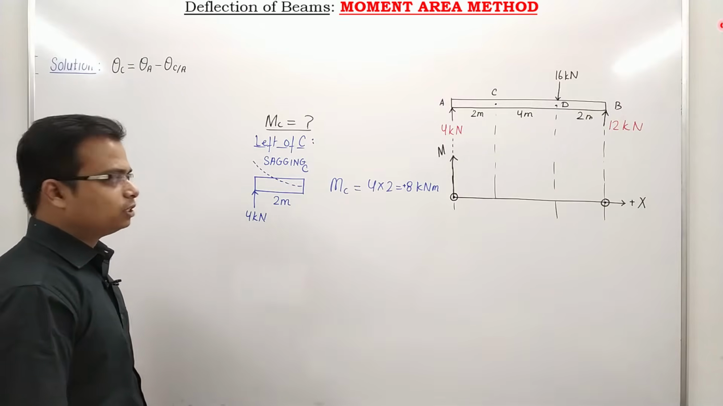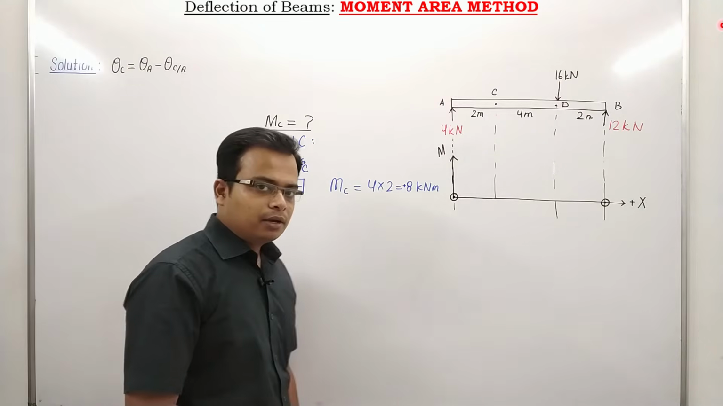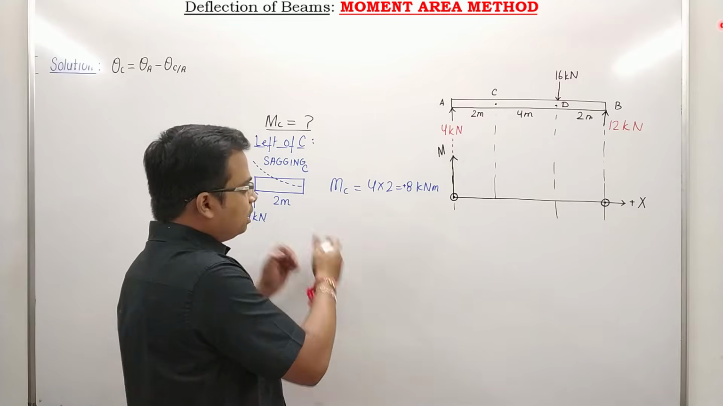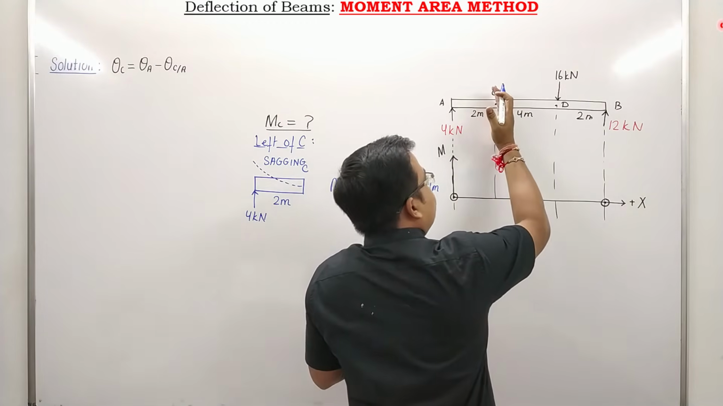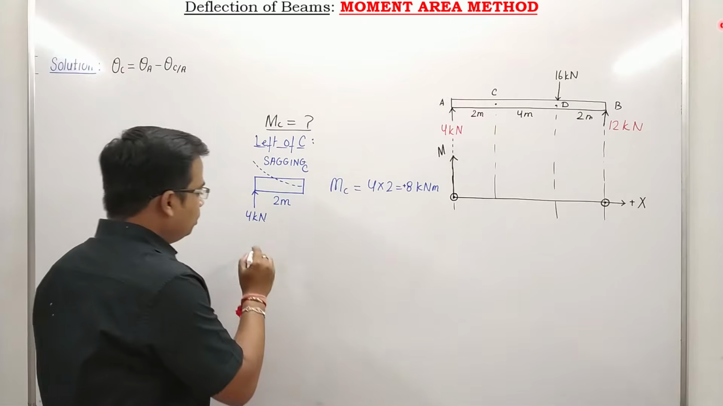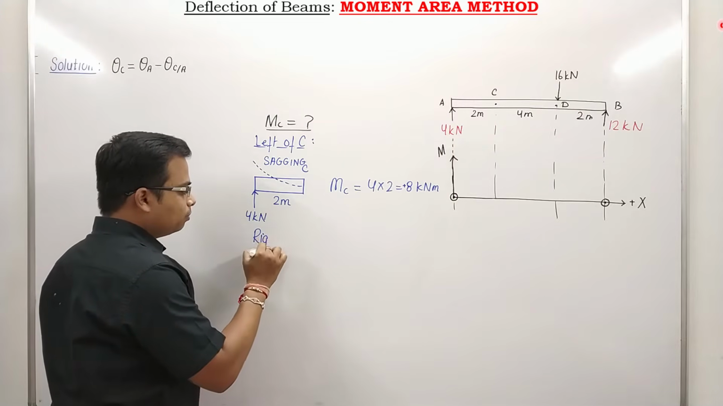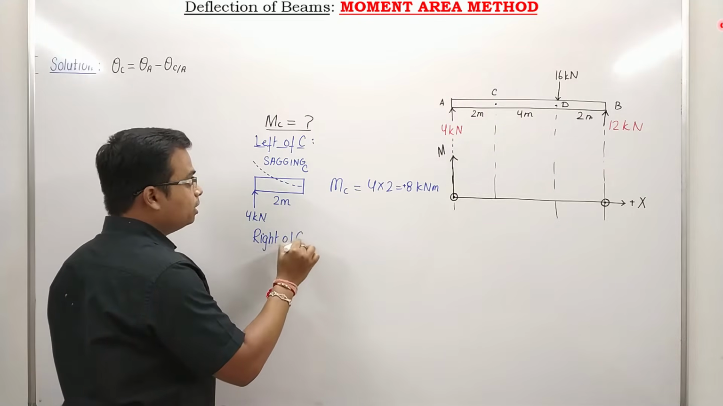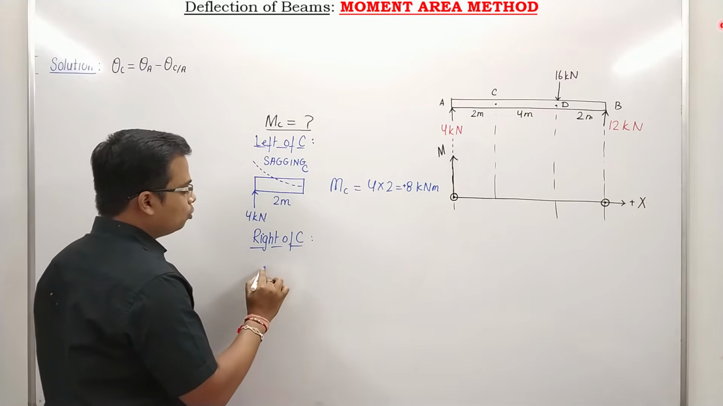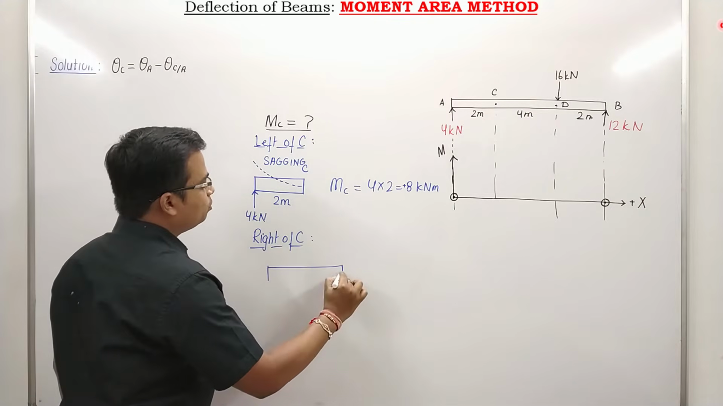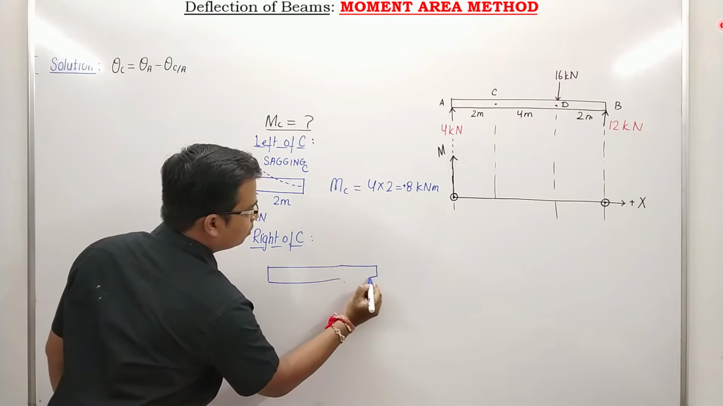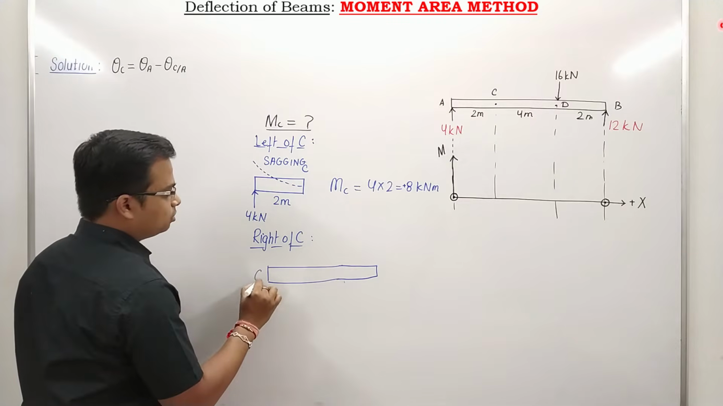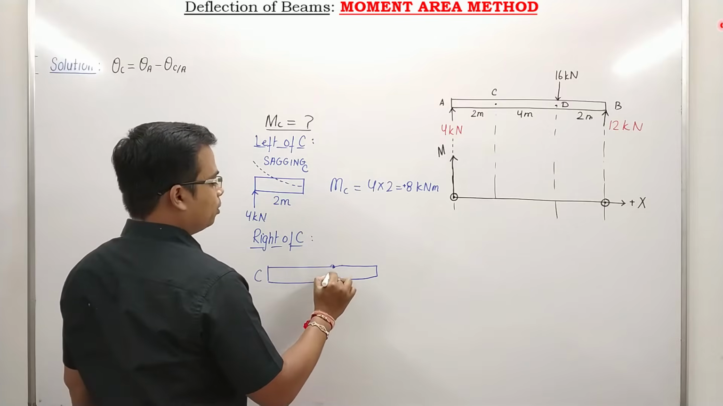Very easy. Now some of you might be thinking, can we get the same value by considering the portion of the beam to the right of C? Yes, you can do that. Let me show that to you. Right of C. It's going to be awesome. So we are going to consider the portion of the beam towards the right of C. Here it is, slightly bigger. Right of C. So this is C, and this is point D.